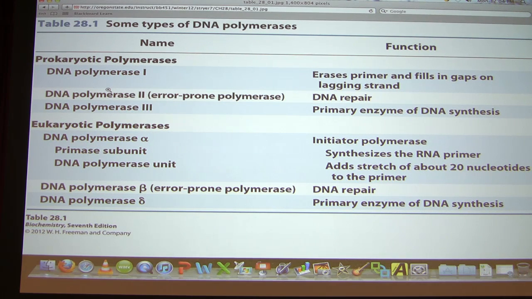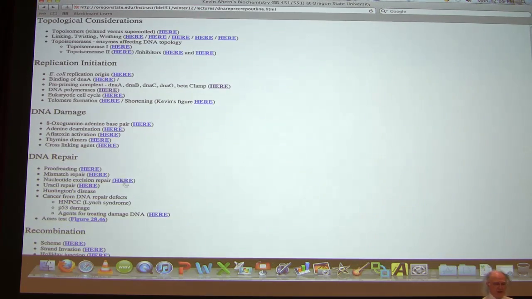Eukaryotes have similar systems to E. coli in the sense that they have lagging strand and leading strand replication. But as we will see, there are some other considerations for replication of eukaryotic linear chromosomes, and I'll say a fair amount more about that.